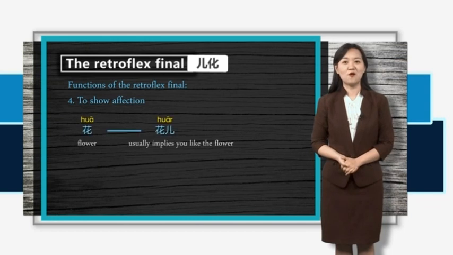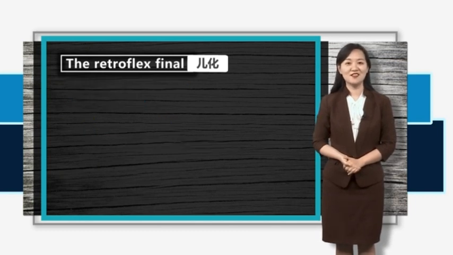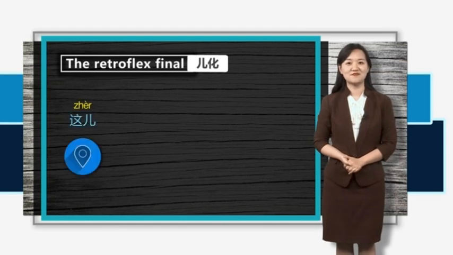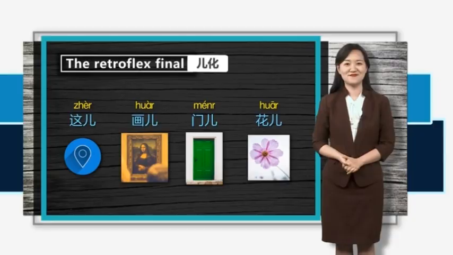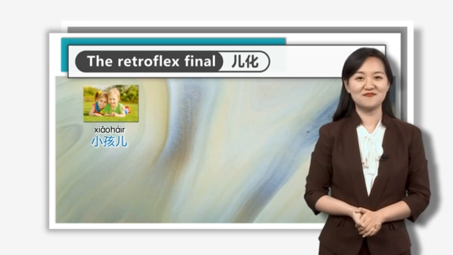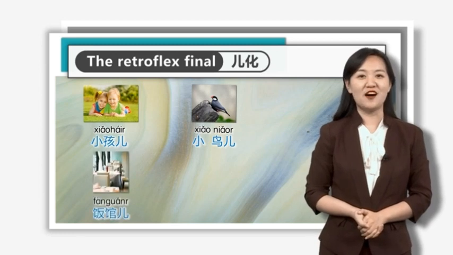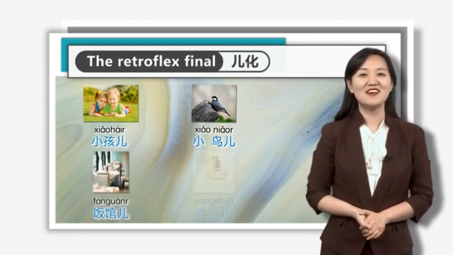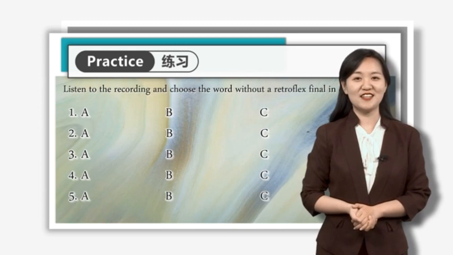For example, 花 means flower. If you say 花儿, it usually implies that you like the flower. Now, 跟我读 这儿、画儿、门儿、花儿。Let's see more examples. 小孩儿、小鸟、饭馆儿、香水儿。Excellent! Let's do some listening practice.